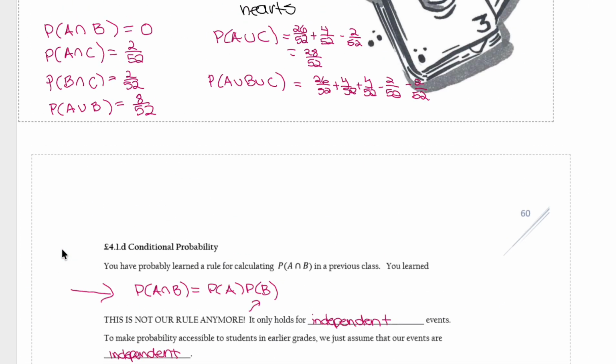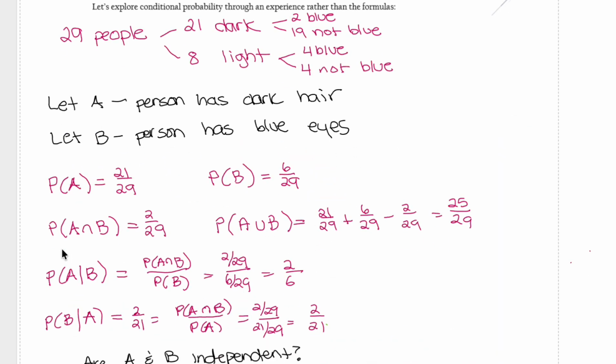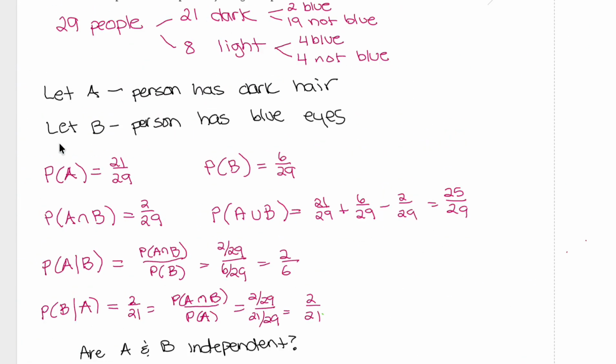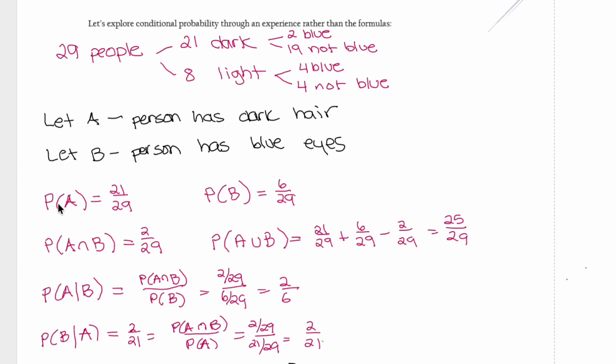Okay, I just found out that if I zoom out a little bit, then it can show the whole picture. So those are the probabilities. Okay, so the probability of A, which means the probability that a person has dark hair, is 21 out of 29. The probability that a person has blue eyes is 6 out of 29, because out of the 21 dark-haired people there are 2 with blue eyes, and out of the 8 light-haired people there are 4 with blue eyes. So 2 plus 4 is 6. The probability of A and B is the probability that a person has both dark hair and blue eyes. Therefore, it's only these 2 people, so 2 out of 29.